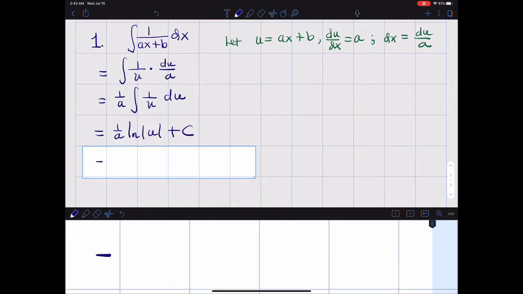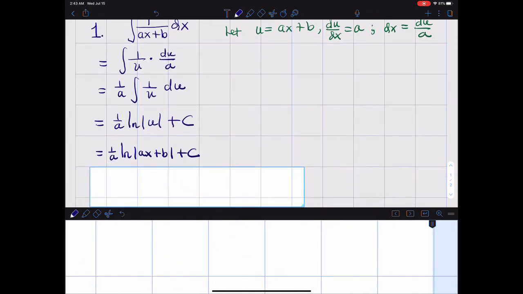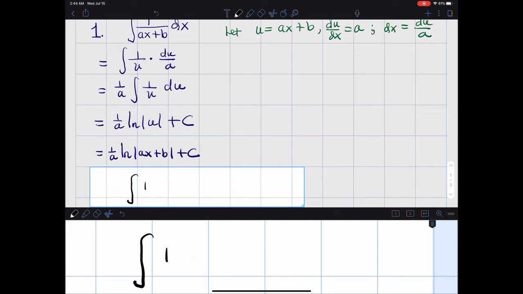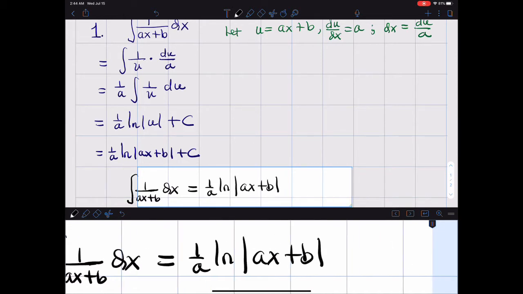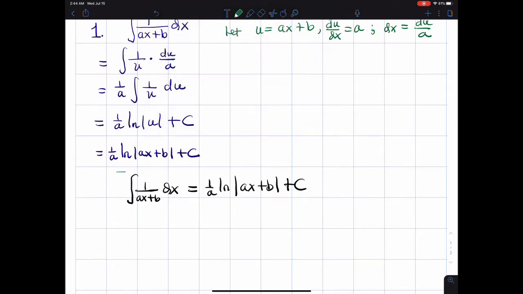Now we have to have our answer back in terms of x. So this is 1 over a natural log of the absolute value of ax plus b plus c. We can generalize this result as a formula: whenever you have the integral of 1 over ax plus b dx, this is equal to 1 over a natural log of ax plus b plus c. This is a result worth remembering, and we're going to come back to it. So remember this.